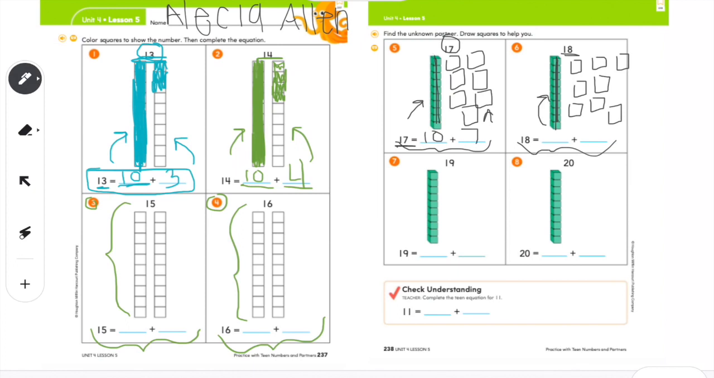I'm going to write how many sticks I drew on that side, which was 10. It's a 10 stick. And how many more did I draw? 1, 2, 3, 4, 5, 6, 7, 8. 18 equals 10 plus 8.